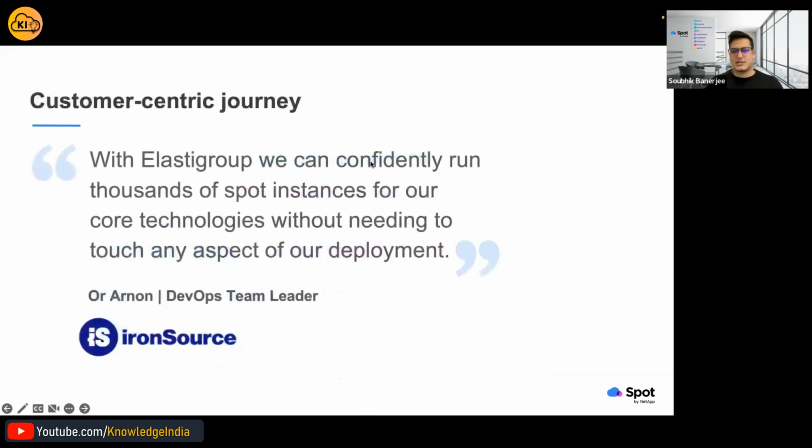Moving forward, this is one of the testimonials from one of our customers. We have been very proudly serving more than 1,500 customers today worldwide, and we are very happy to provide such customer satisfaction to our customers, and we look forward to doing so even further.